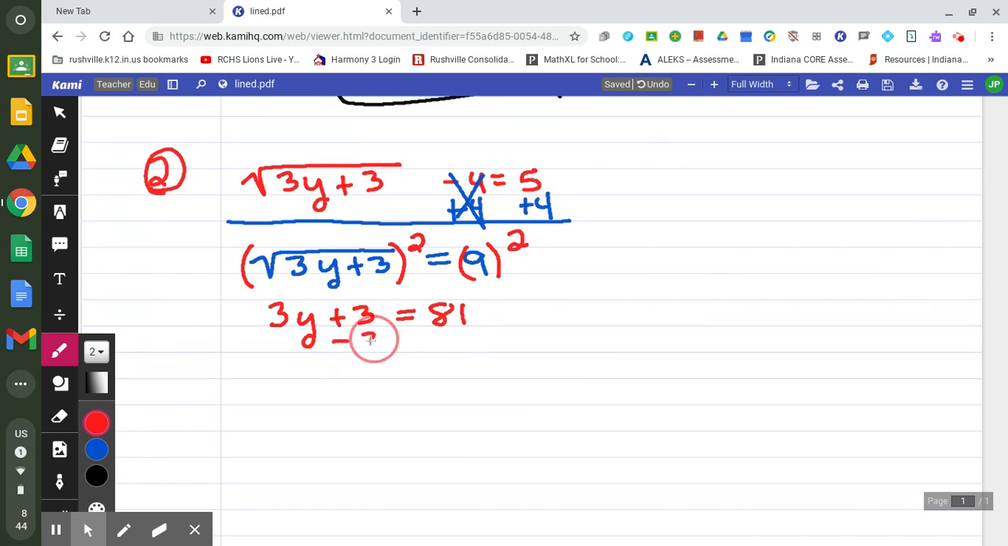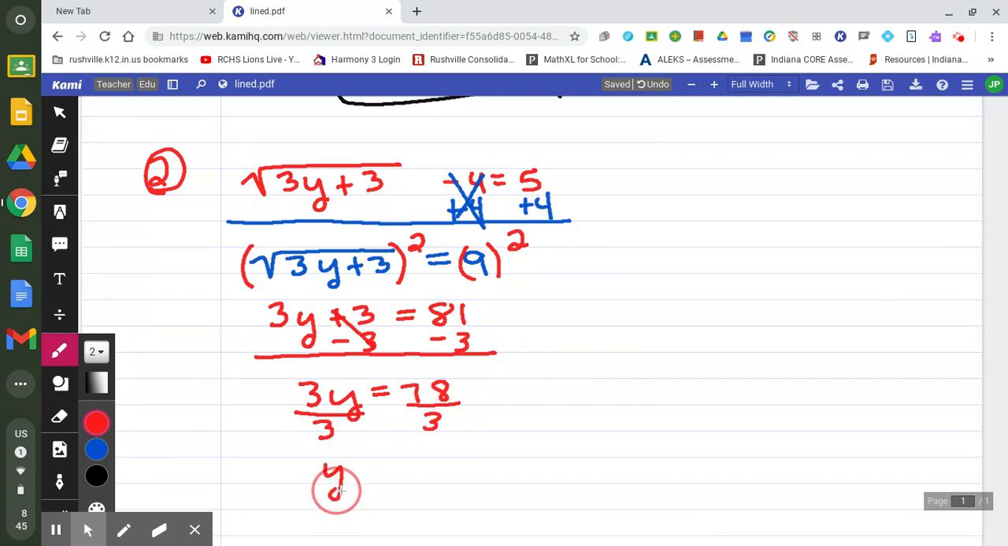So minus 3 on both sides of the equal sign. 3y equals 78. Then I'm going to divide by 3. y equals 26. And so now I'm going to do the check.